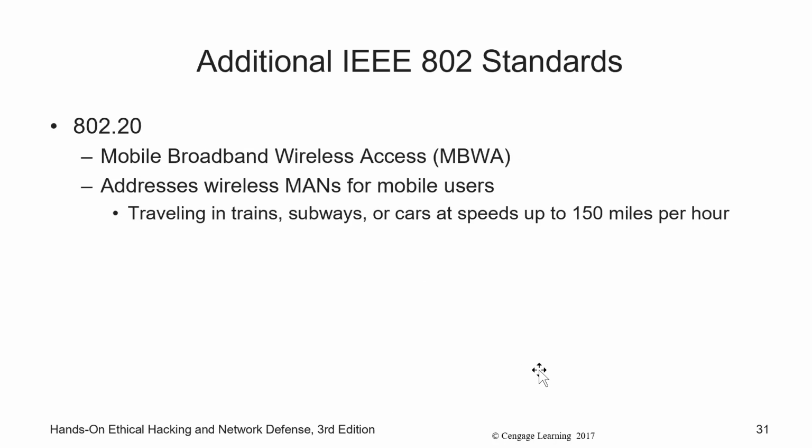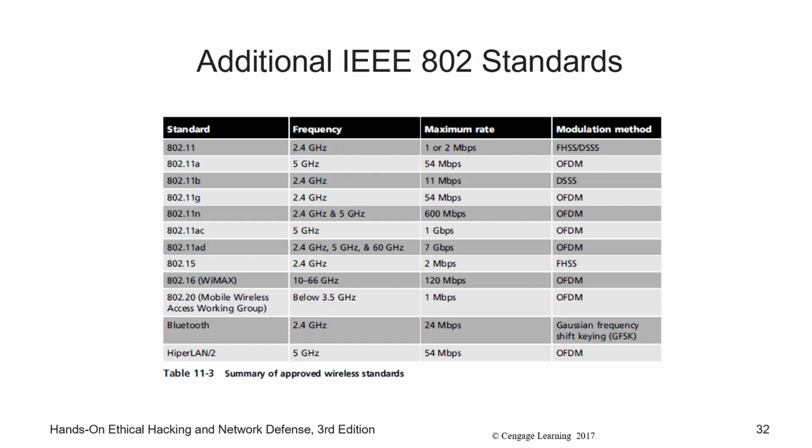802.20 was mobile broadband wireless access for mobile. So when we talk about being in vehicles or transports that go super fast, how do you switch between networks but still maintain uptime and integrity? And here's a summary of some of the approved wireless standards.